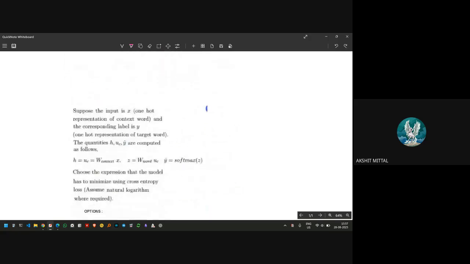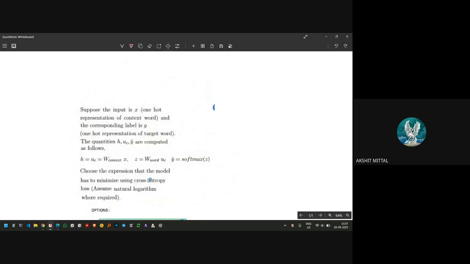Okay, what is the question? Suppose the input is X, the one hot representation of the context word, and the corresponding label is y, the one hot representation of the target word. The quantities h, uc and y cap are computed as follows: h equals uc equals W context x, z equals W word uc, y cap equals softmax z. Choose the expression that the model has to minimize using the cross entropy loss. Assume natural log.